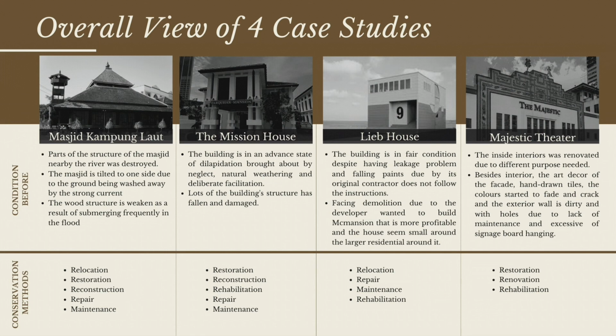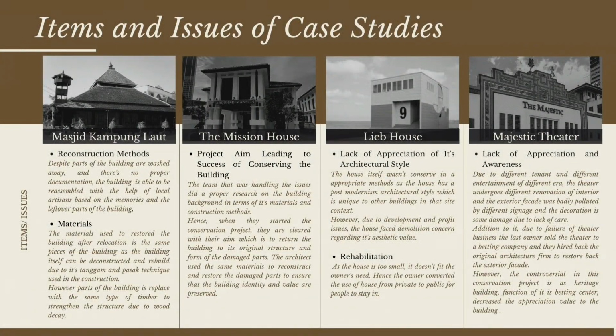However, for cases such as Masjid Kampung Laut and Leap House, both of these cases undergo relocation, whereas Mission House, Leap House, and Majestic Theatre undergo rehabilitation as their function no longer suits the current owner. From each case study, there are different items and issues for me to learn from. The first case is the masjid reconstruction method. Despite parts of the building being washed away and there being no proper documentation, the building was able to be reassembled with the help of local artisans based on the memories and the leftover parts of the building.